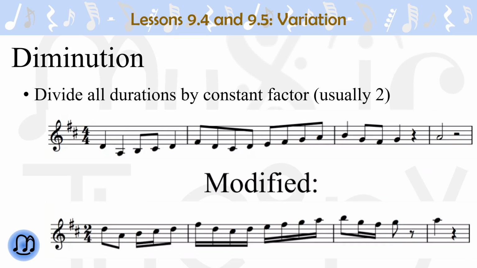Diminution means to divide all of the durations by a constant factor, which is usually 2. In the example shown, all of the notes in the modified phrase are half as long as the corresponding note in the original phrase.